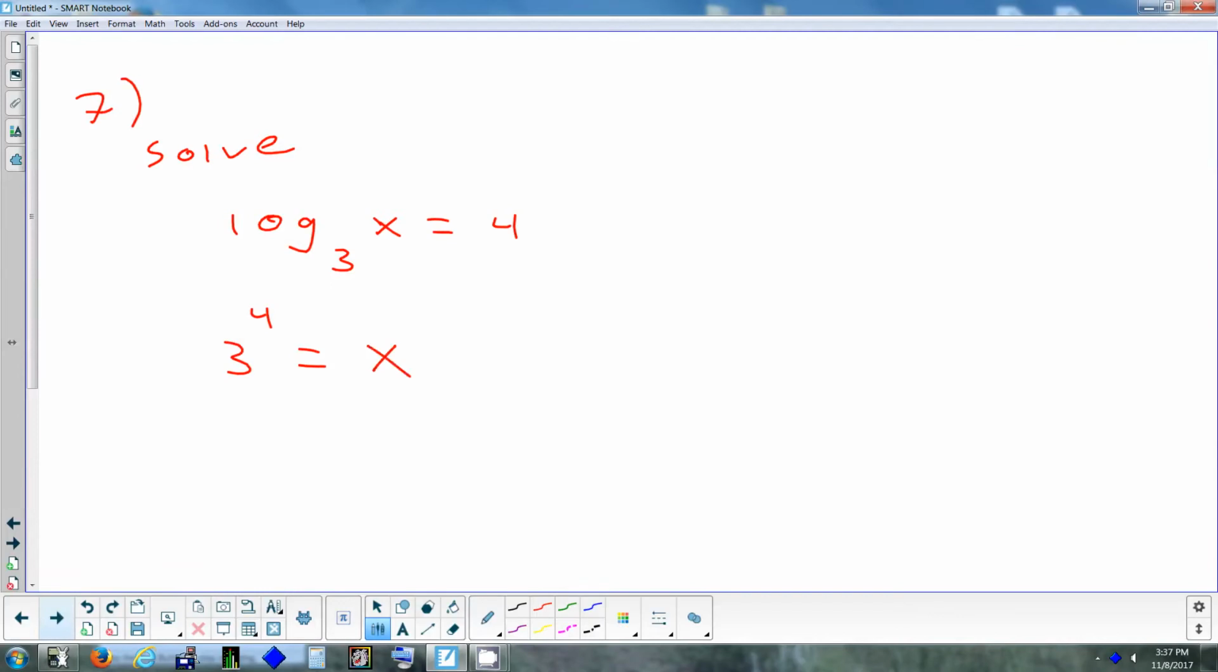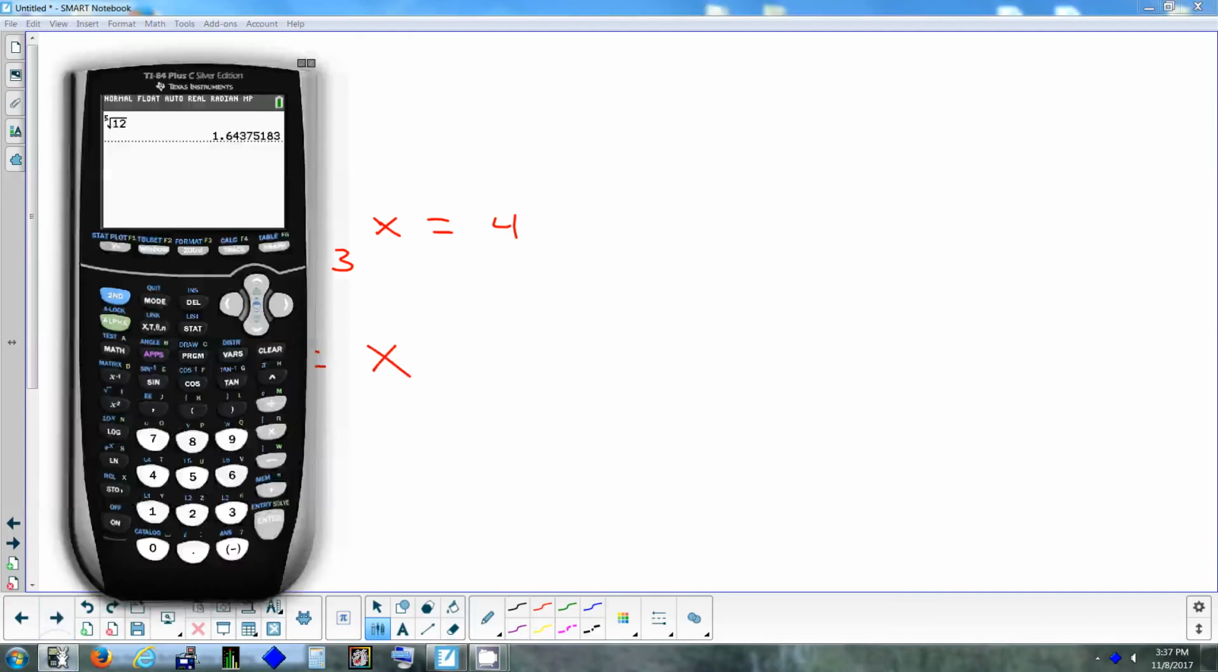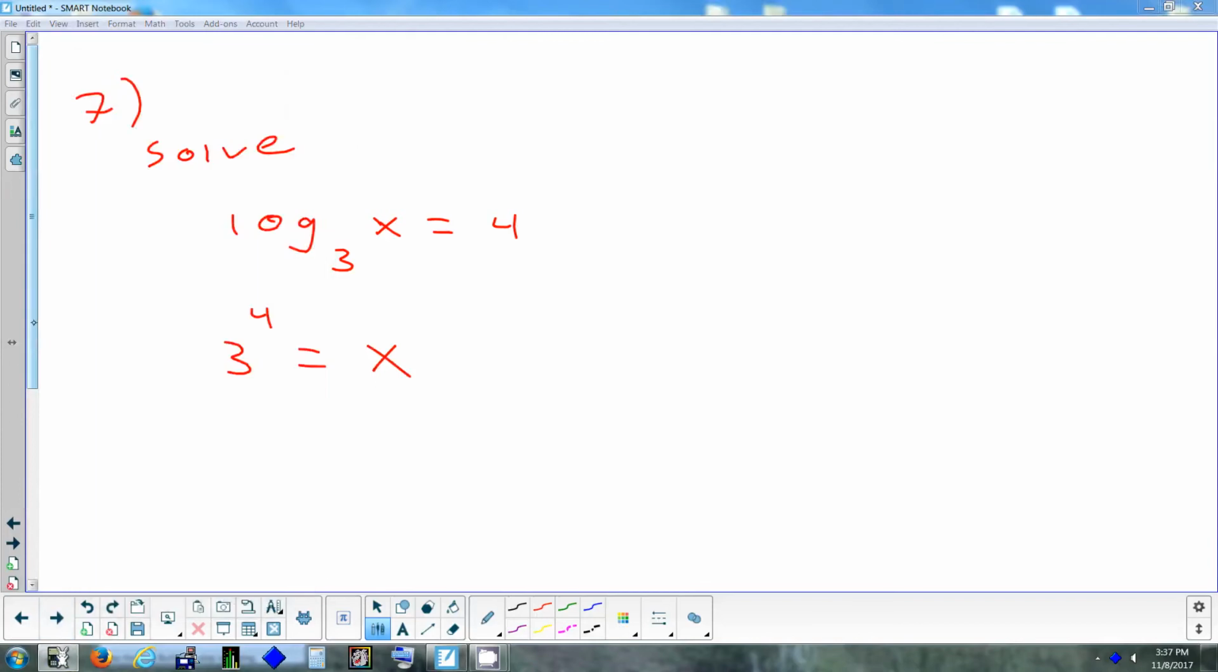Now that one, even simpler than the last one, it's just a matter of typing in 3 to the 4th power, which is, that's 3 to the 3rd power. Right, because 3 times 3 is 9, times 3 is 27, I'm wrong. 3 to the 4th is 81. Okay. So that's solving one where the variable is the argument.